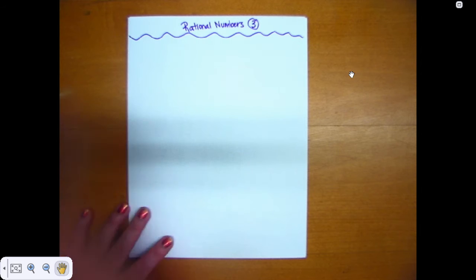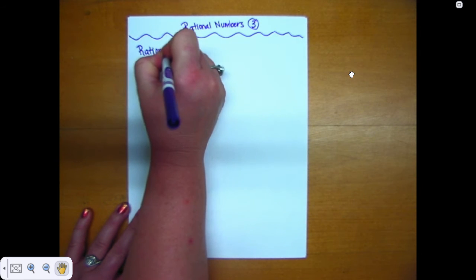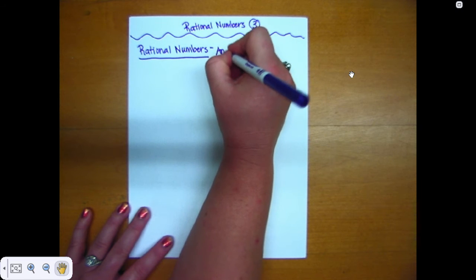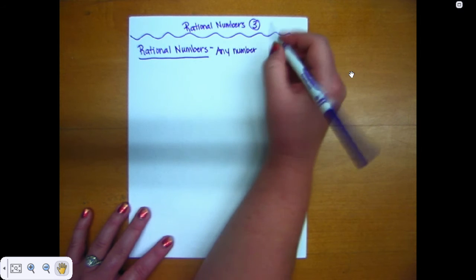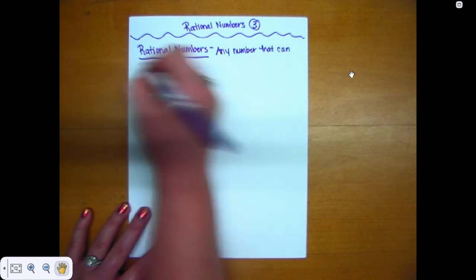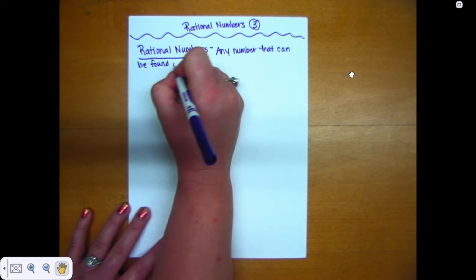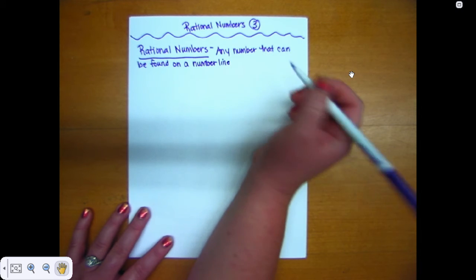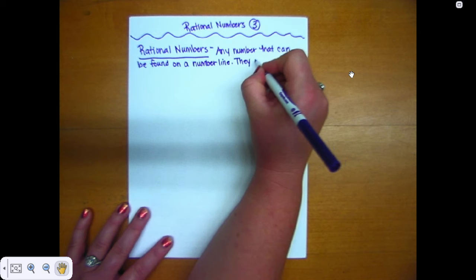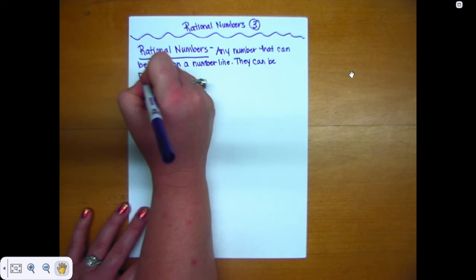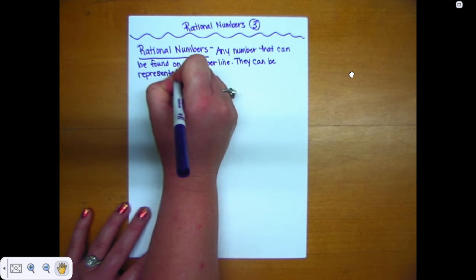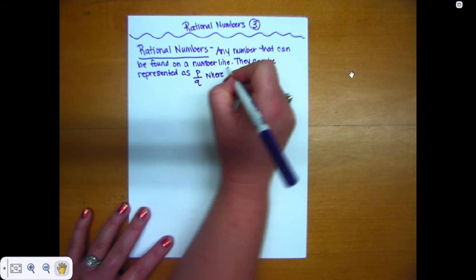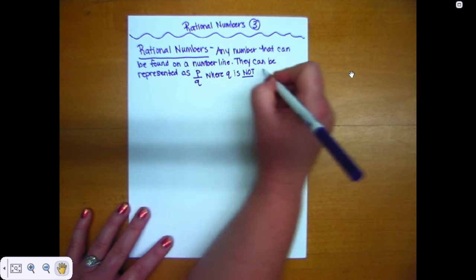So rational numbers. First of all, what is a rational number? So let's define it first. Rational numbers are any number that can be found on a number line. They can be represented as P over Q, where Q is not 0.